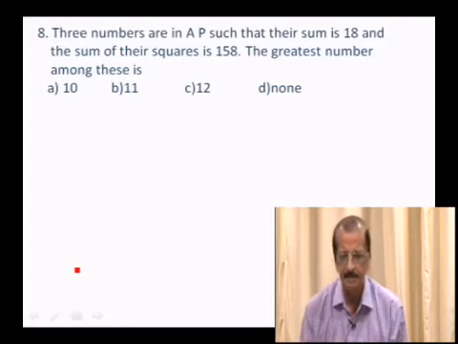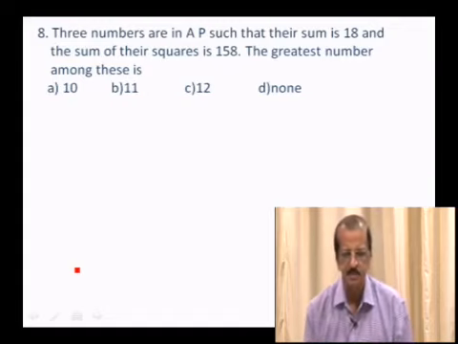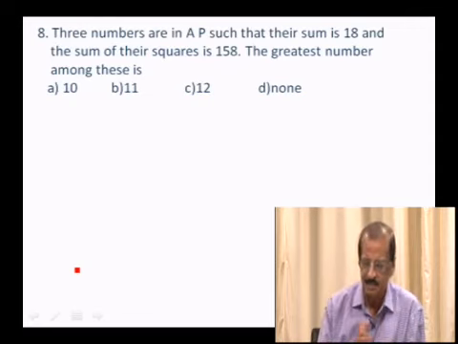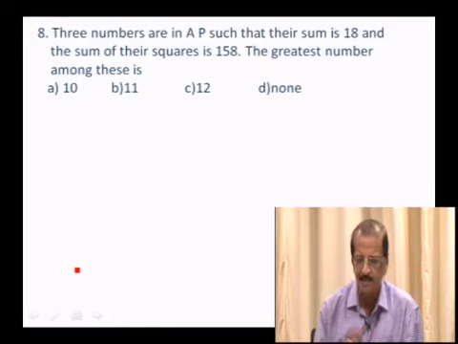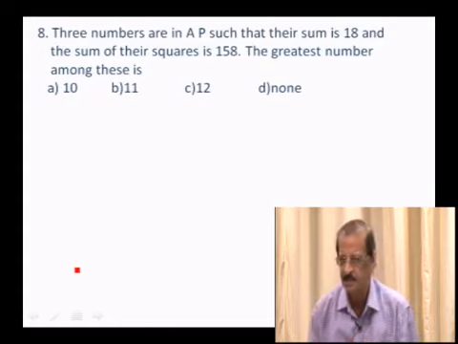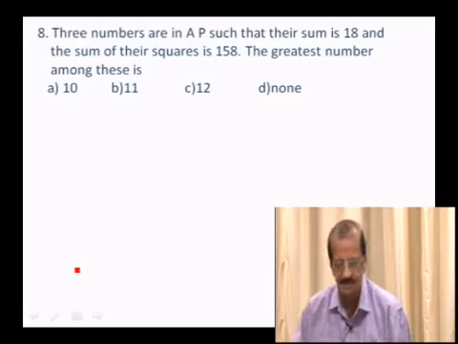Three numbers are in AP such that the sum is 18 and the sum of their squares is 158. The greatest number among these is? See, whenever 3 numbers are given, you must take those 3 numbers as A minus D, A, A plus D, so that when you take the sum, D gets cancelled and you get the value of A. So let us see how it can be done.